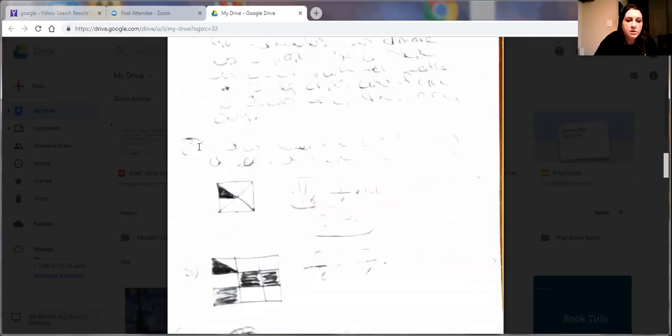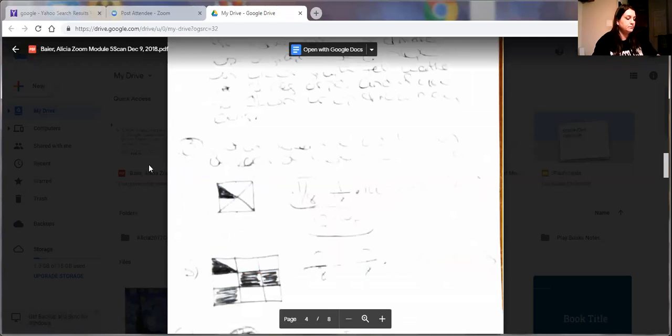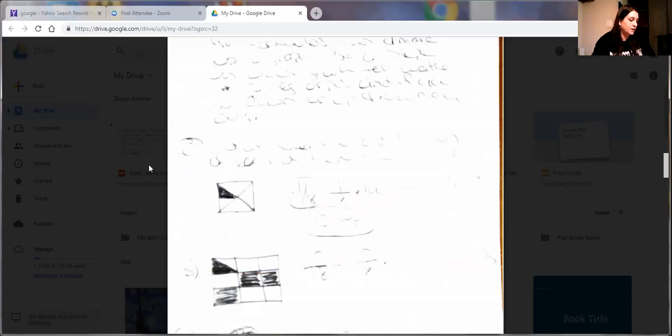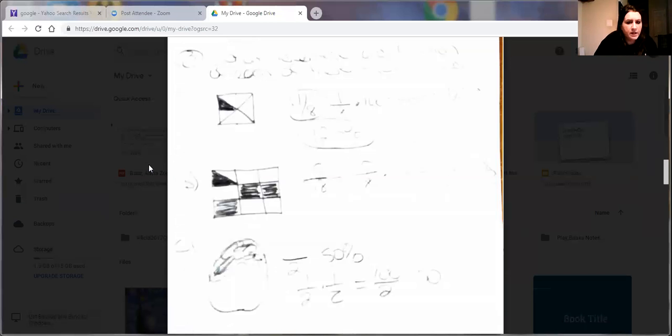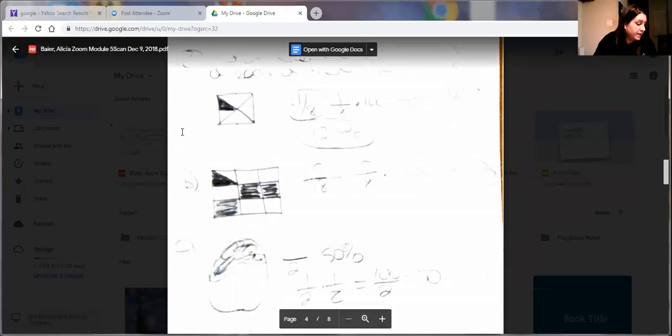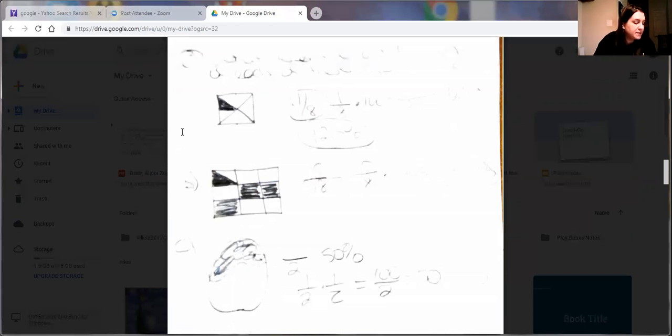Okay, question 3. What percentage and fractions of each of these figures? So you really can't see mine too well, but the square right here is 1/8. 1/8 times 100 equals 100 over 8, which in a percent goes into 12.5.